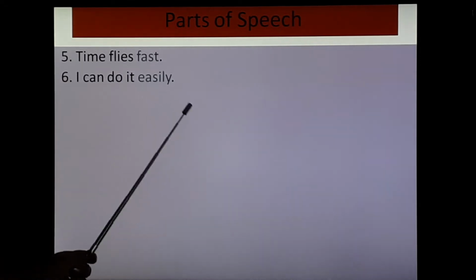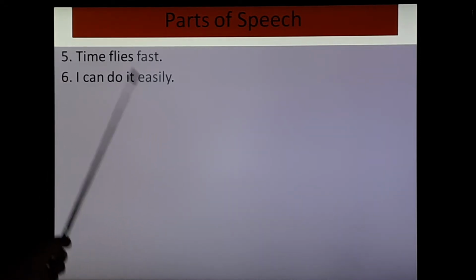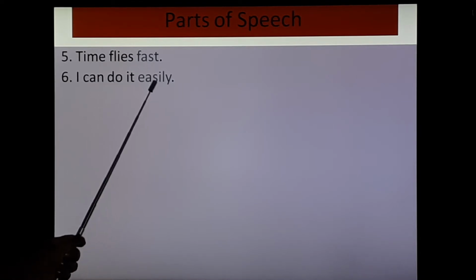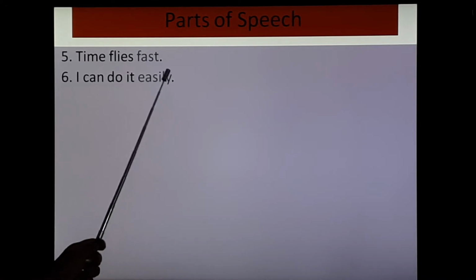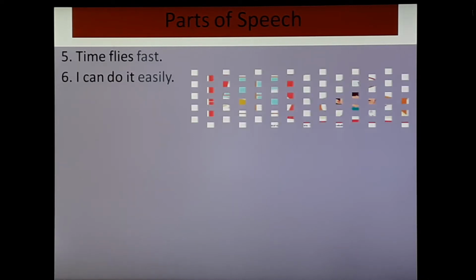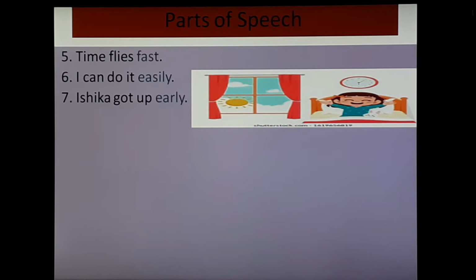I can do it easily. Find out the verb from this. Can do. The whole is called the verb or predicate, and easily adds something to the meaning of can do. That's why easily is an adverb. Ishika got up early. From this, find out the verb first of all. Got up is given. So got up, that is the verb. Then early. Early adds something to the meaning of got up. That's why early is an adverb.